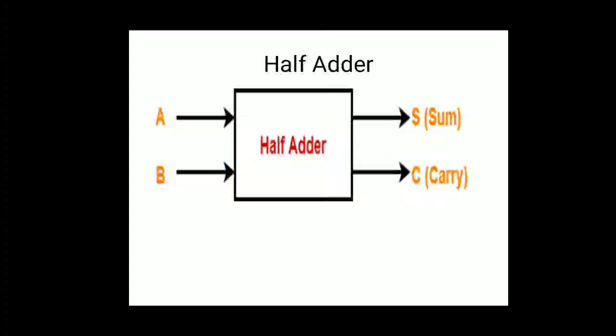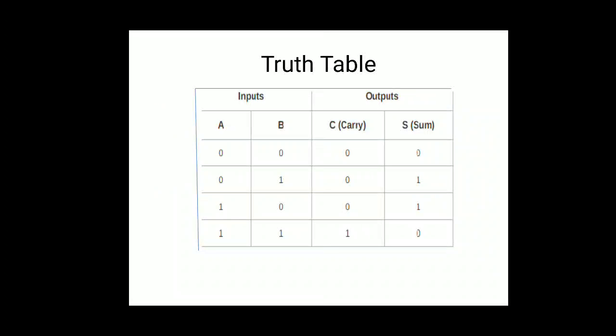So in the half adder circuits there are minimum two inputs. So the maximum possible combinations for these will be 4, that is 0 0, 0 1, 1 0 and 1 1. The output of the half adder circuits will be sum and carry. Sum will give the addition and carry will be the carry. Next, this is the truth table for half adder circuits.